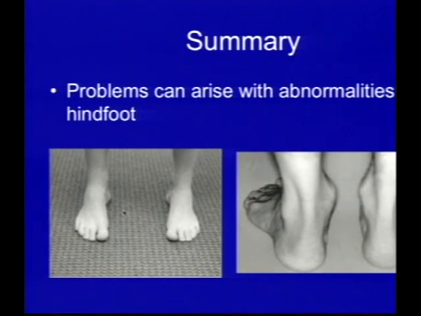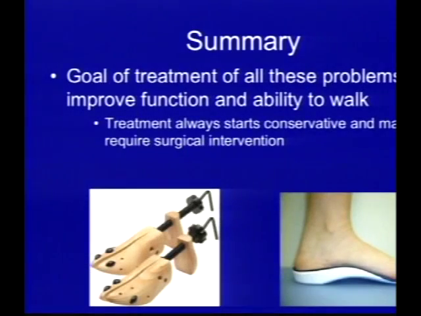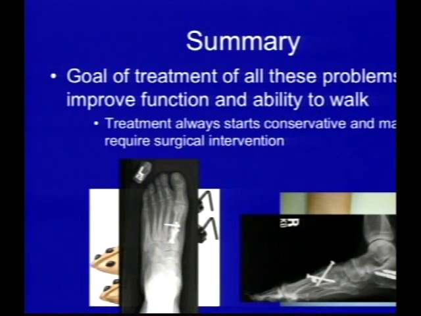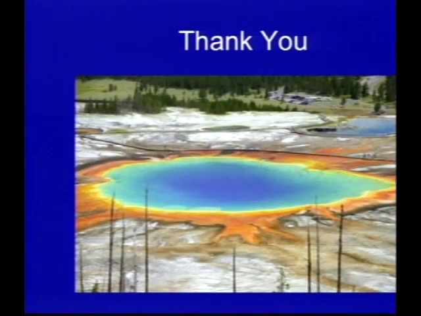And also problems can happen depending on the alignment of the back part of your foot. This is that one person with the high arches with the recurrent sprains. This is the person with the flat foot, okay? It still affects the back part of the foot, but they're just kind of opposite, okay? And the goal of treatment for all these problems is to improve the function and the ability to walk. We always try to treat everything conservatively, and it may require surgical intervention, okay? And that's actually that same person with the flat foot, okay? But it's actually rare for me to offer surgery to someone if they've not tried any of these other things, okay?